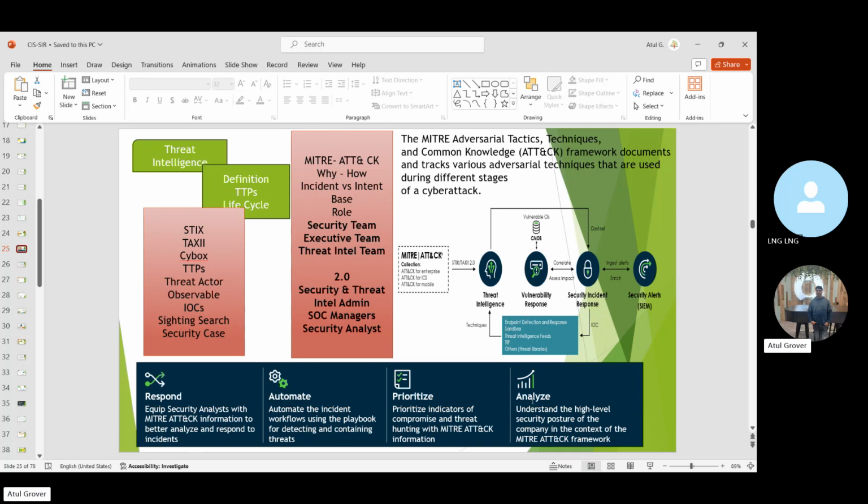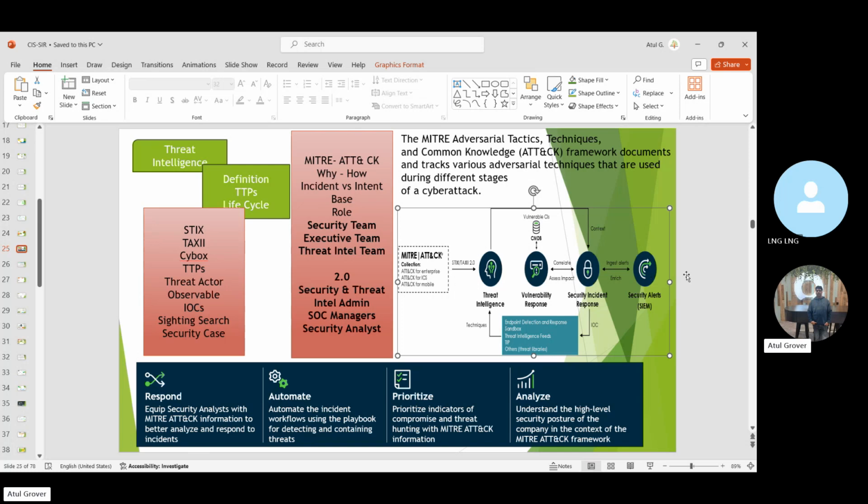Okay. Now, if I move forward on this part, you can see here: respond, automate, prioritize, and analyze. This is where ATT&CK can be helpful for me. And this is a small life cycle, a small way to use this. With the help of STIX and TAXII, I can use this collection of enterprise and mobile in threat intelligence, vulnerability, security incident, and all the things will be there. At a very high level, I can tell you that this is what happens. This MITRE framework basically contains two major things.